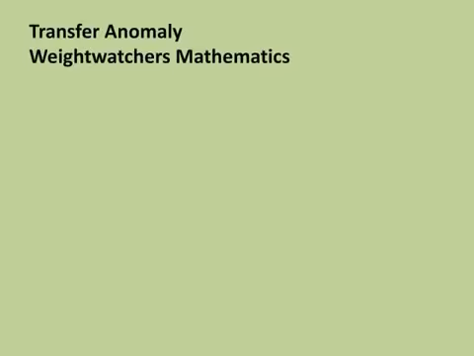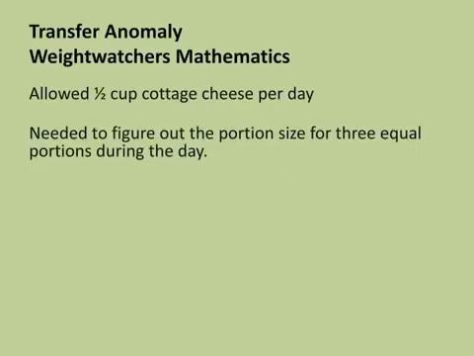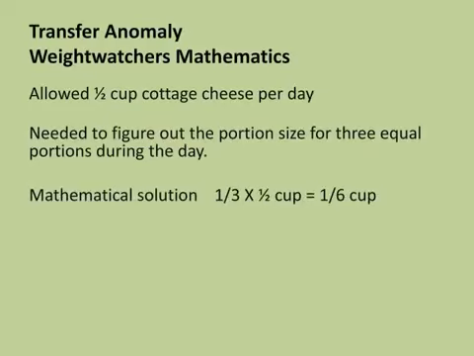A second example is a kind of transfer anomaly and comes from observations of how people use mathematics in everyday situations. Researchers observed individuals participating in a Weight Watchers program solve everyday measurement problems. In this situation, the diet allowed 1/2 cup cottage cheese per day, and the individual needed to figure out the portion size for 3 equal portions during the day. A quick mathematical solution is to determine 1/3 of 1/2 cup. Multiply the fractions, the answer is 1/6 cup. But the actual strategy used was a bit different.